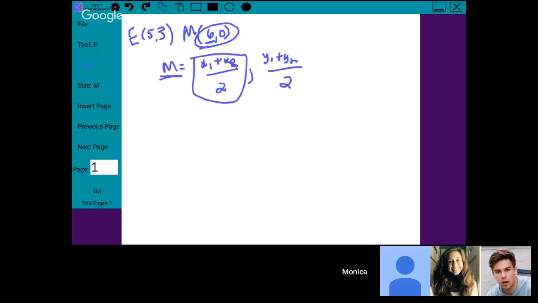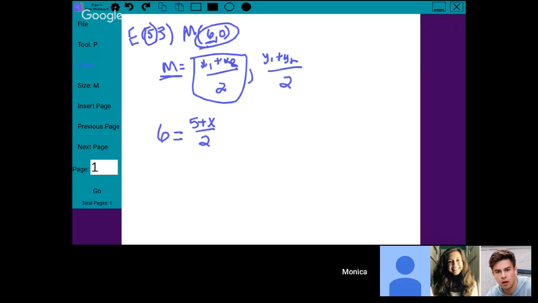And the x coordinate of our midpoint is 6. So we're going to say 6 equals x1 plus x2 divided by 2. Well, we have one of the x values here, which is 5. So we're solving for the other x value. So 5 plus x divided by 2.